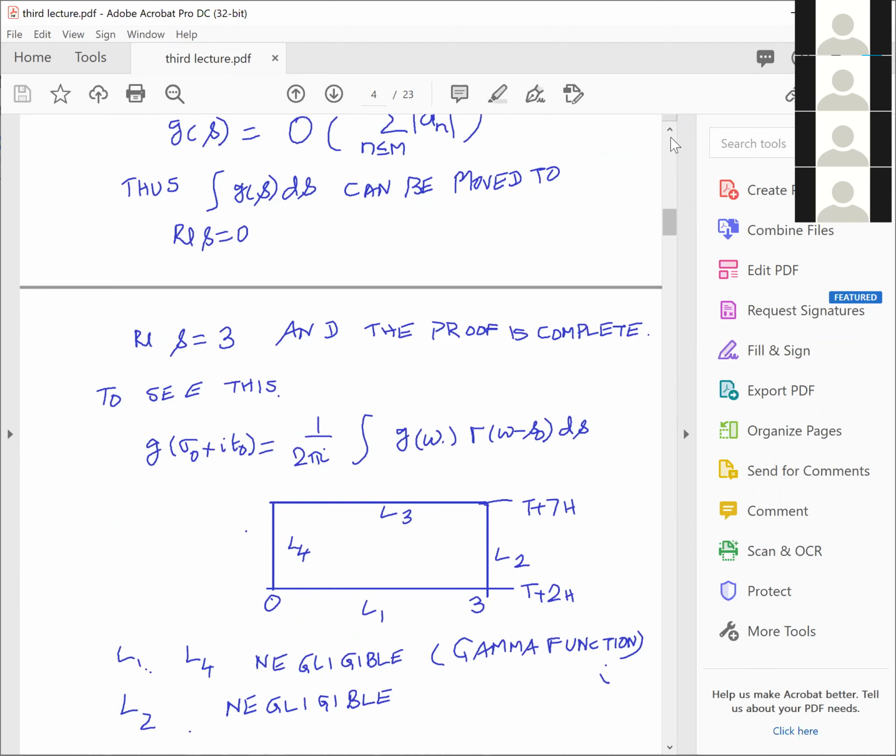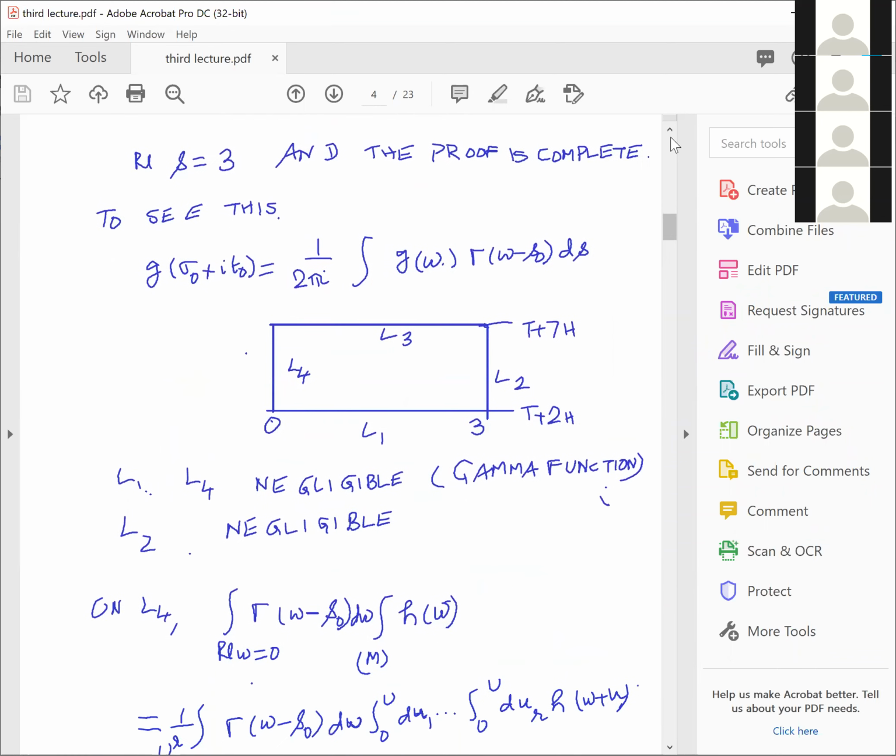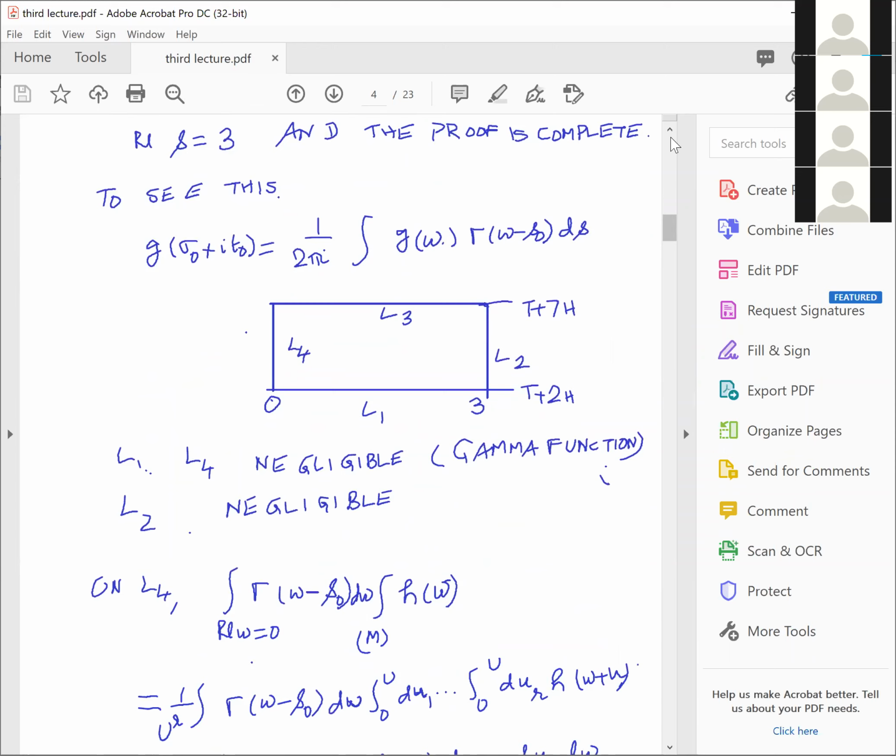This is the same trick which we are doing again and again, because once you take a bigger interval, then on L1 and L3, the horizontals, w minus s naught would have a decent imaginary part. It will be at least as big as h. And once it has a decent imaginary part, then gamma of w has an exponential decay, and they can be forgotten. And as far as L2 is concerned, again, you are on the line 3, and on the line 3, of course, it is negligible because of multiple averaging. Therefore, only L4 has to be done.